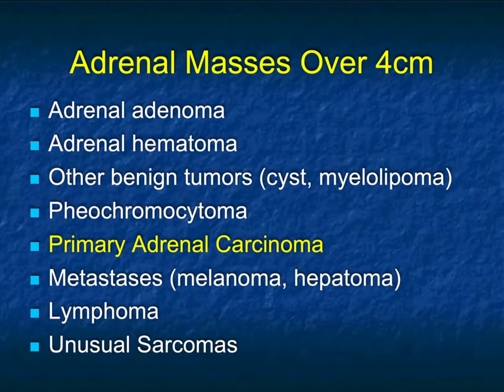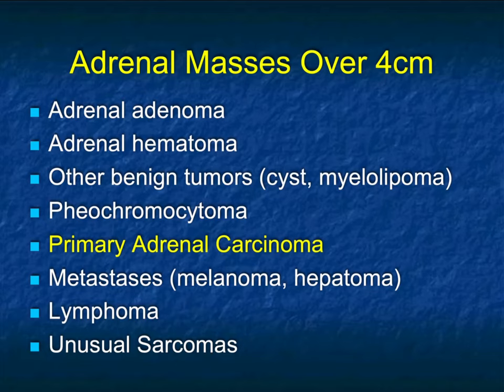Now, you can see on this list, over 4 cm, typically you're going to be worried about adrenal cortical carcinoma, okay? But we see very few of those cases in reality. When you think about it, even though a mass is over 4 cm, it could be benign. It could be an adenoma, maybe a hematoma. It could be a cyst. It could be a myelolipoma. It could be a lymphangioma. It could be a pheochromocytoma, though 10% of them are going to be malignant. It could be that ACC. It could be METS, melanoma, hepatoma, renal cell are all things we consider. It could be primary lymphoma and occasionally unusual sarcomas.